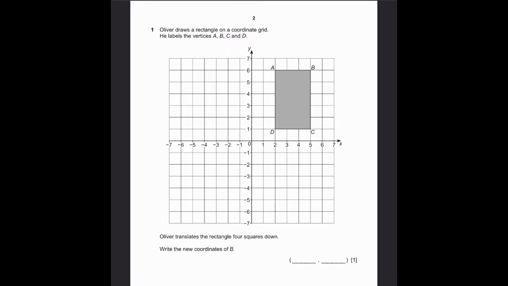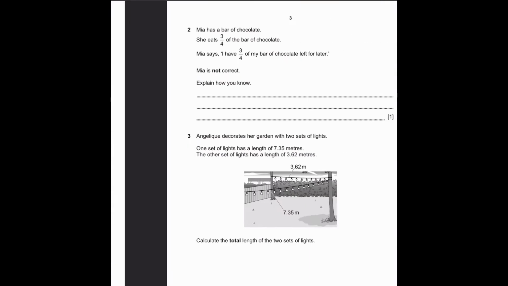He translates the whole rectangle 4 squares down. That means he translates this point B also 4 squares down. So 1, 2, 3, 4. It'll land over here: 5, 2. Because the x value is 5, the y value is 2. That's our answer.